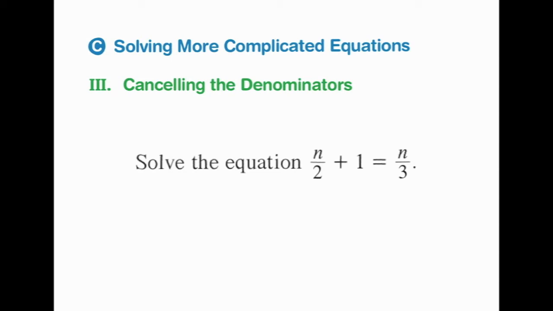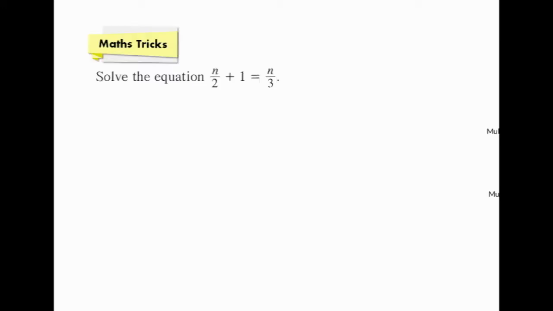If we follow the method in the textbook, we need to find the LCM of 2 and 3 to solve the equation. Now, I will show you another method in which we don't need to find the LCM of the denominators. We see that the denominators are 2 and 3. How can we cancel them? We will do it in two steps.